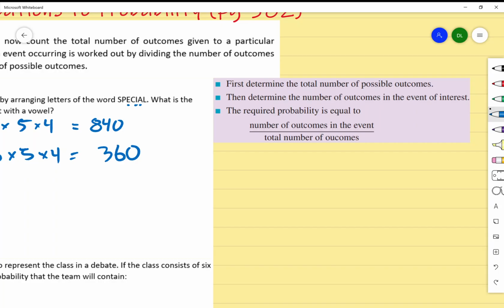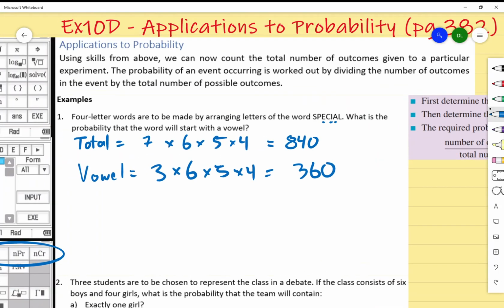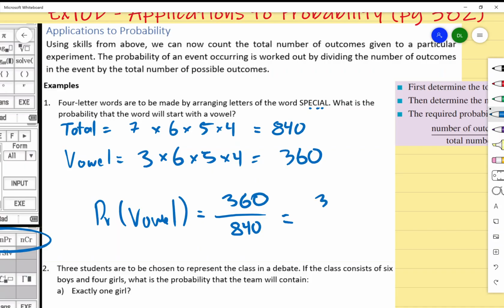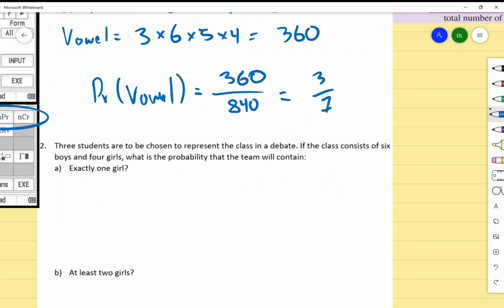Now that's spelled incorrectly, but you get the point. So I'm going to divide val, so the probability of val, and now technically I should be writing "starts with the val", but you get the point, is 360 divided by 840, which is our total, which simplifies to give us 3 out of 7. Okay. Now let's go ahead and look at this next question.